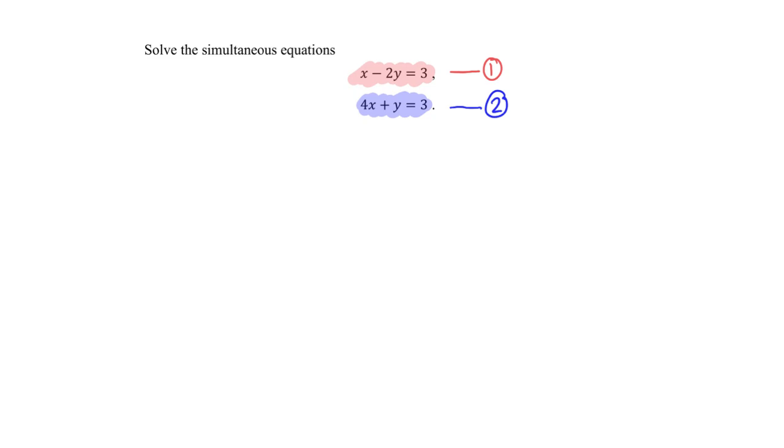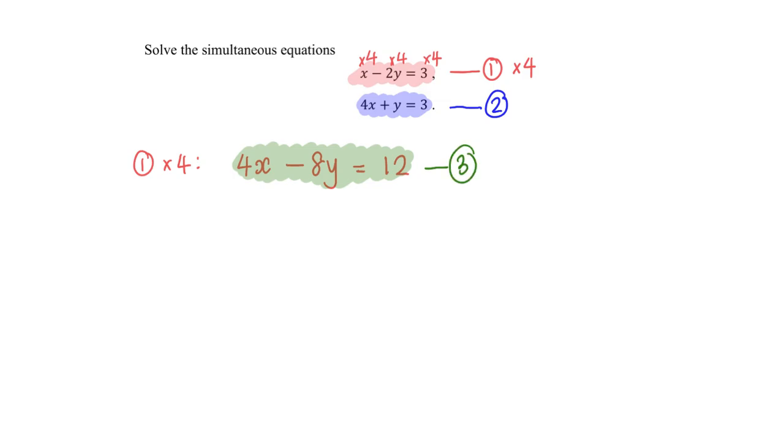And I realized that, hey, I'm going to make x the same. Meaning, I'm going to multiply equation 1 by 4. That means this will be times 4. I need to times 4 throughout. And I will have 4x negative 8y equals to 12. And this will be my equation 3.